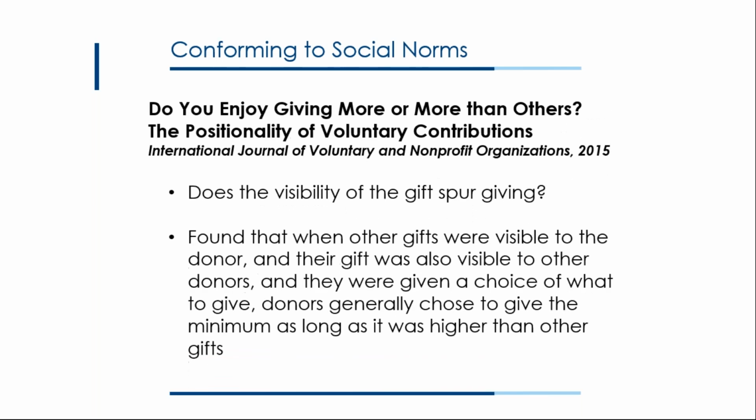The power of the crowd was also seen in Do You Enjoy Giving More Than Others, where the authors were interested in whether the visibility of the donation motivated the donor to give more or less. Through questionnaires, the authors gave respondents giving scenarios where the respondents knew how much others gave and whether the gift would be visible to others. They found that when other gifts were visible to the donor and their gift was also visible to other donors, and the respondents were given a choice of what to give, they generally chose to give the minimum as long as it was higher than other gifts. Again, this took place at the lower level.